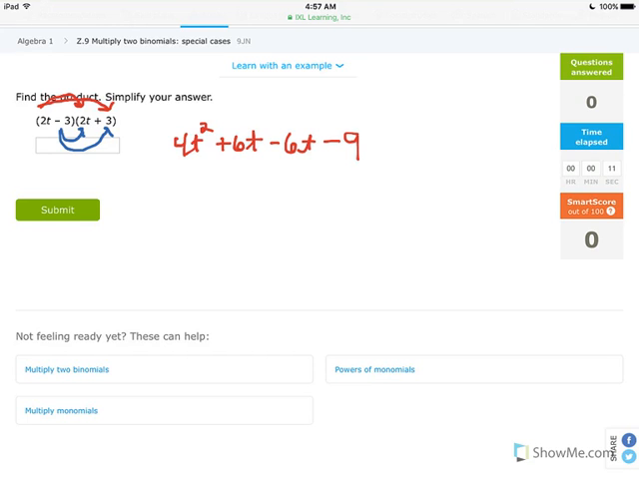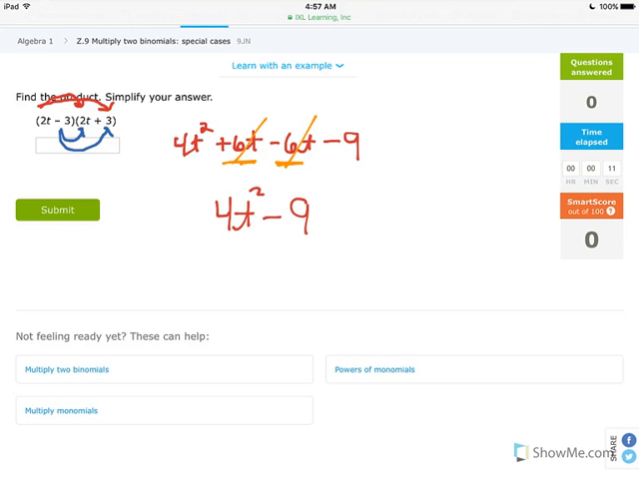And this is where one of the special cases comes in to watch out for. Notice your two middle terms, when you simplify and combine like terms, you end up with positive 6t and negative 6t. That's going to get you 0t if you combine those terms. So you're going to be left with 4t squared minus 9.